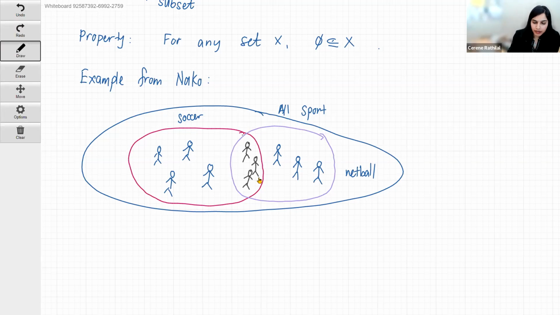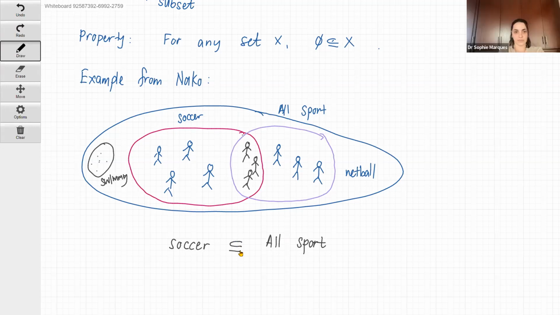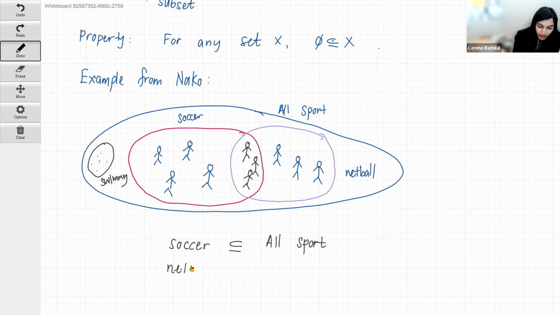And now we want to talk about the subsets. So we've got the set of all sport. There are obviously some other sports that have not been described in here. Maybe there's swimming, and there's something happening in that set. But now if I go all sport, I think it's correct, Sophie, if I say that therefore the set consisting of all students playing soccer is a subset of the collection of all sport. And similarly, the set of all students playing netball is also a subset of the collection of all sport.